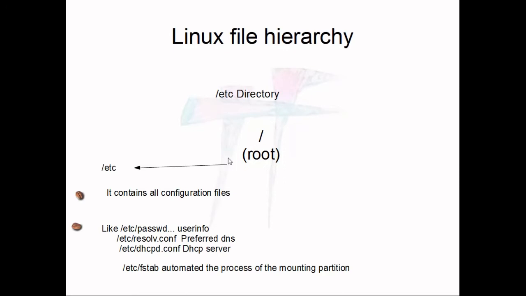Next we are moving to etc. etc contains all configuration files like passwd, DHCP configuration, and the preferred DNS that will be stored in resolv.conf, and fstab, which helps to mount the partition.